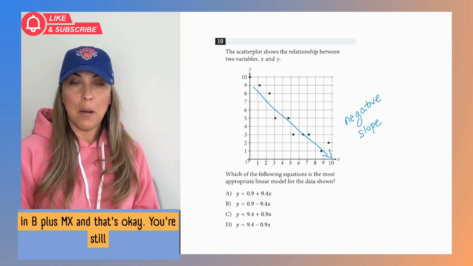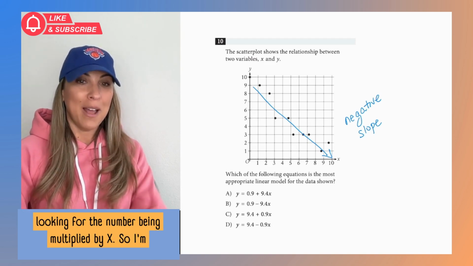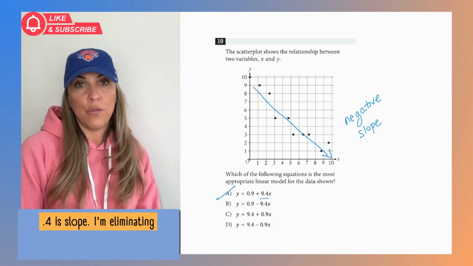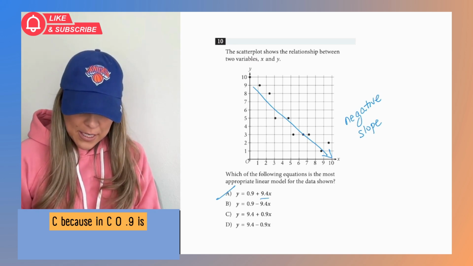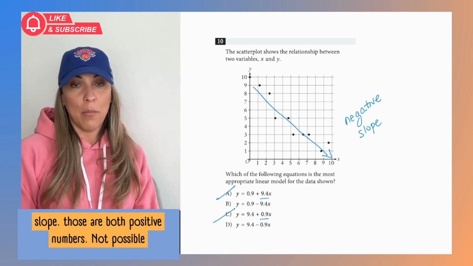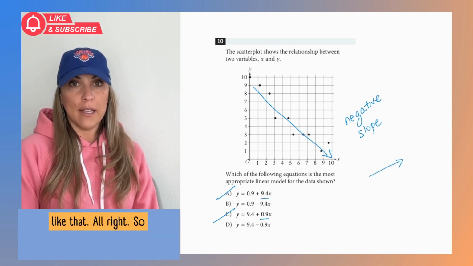These are all written in b plus mx, and that's okay. You're still looking for the number being multiplied by x. So I'm eliminating a, because in a, 9.4 is the slope. I'm eliminating c, because in c, 0.9 is the slope, and those are both positive numbers. Not possible, because if it had a positive slope, the line would be going upward like that, all right?